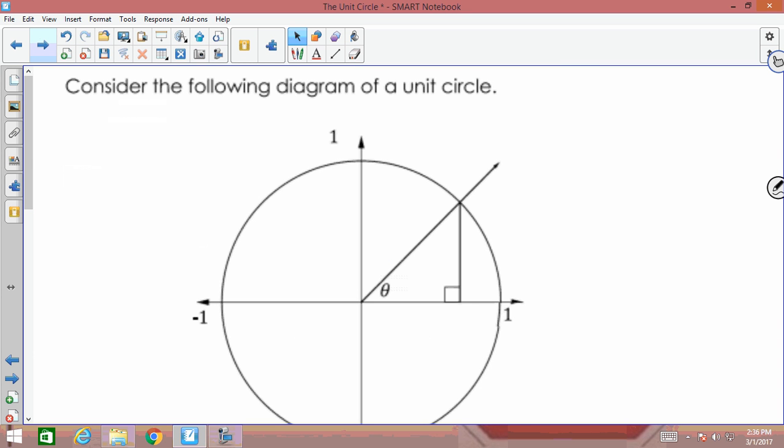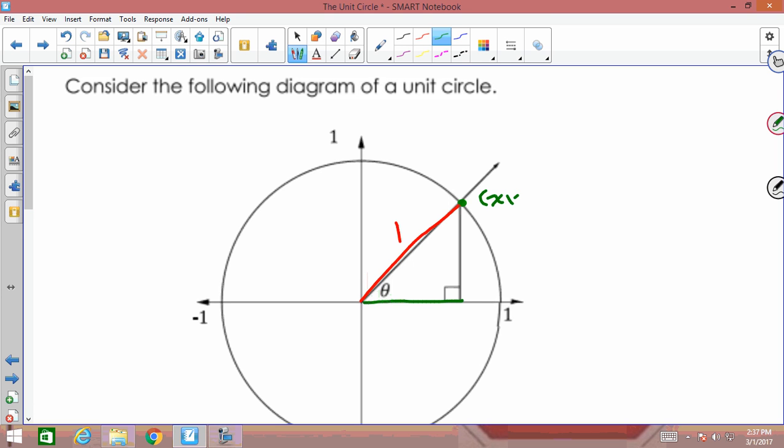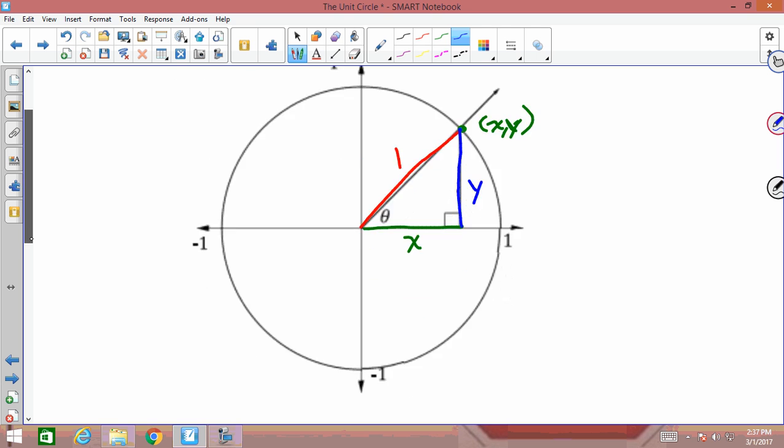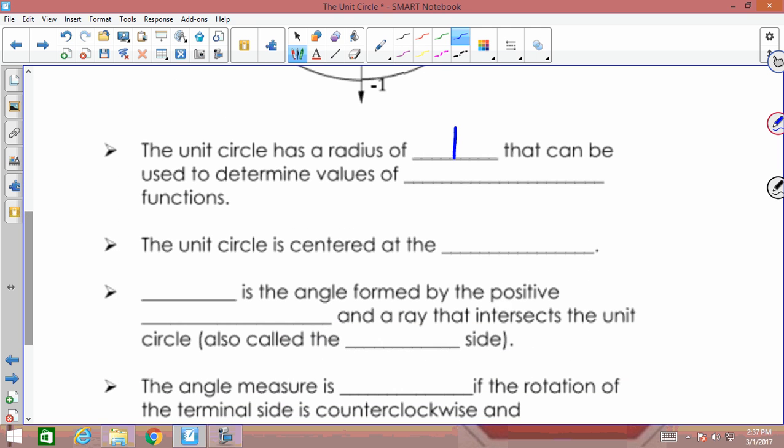Okay, so here's our unit circle. The hypotenuse here is always the length of 1, because our radius is always 1 unit. Okay, we always label this point as our x comma y. This part is going to be my x. The height is always my y value. Okay? In a unit circle, we always have a radius of 1. And we can use this to determine the values of our trig functions.